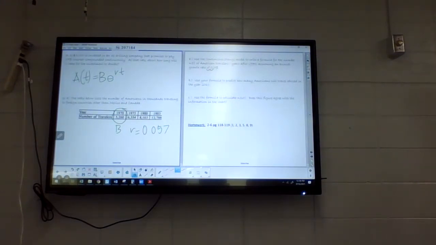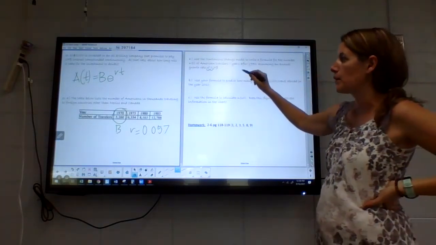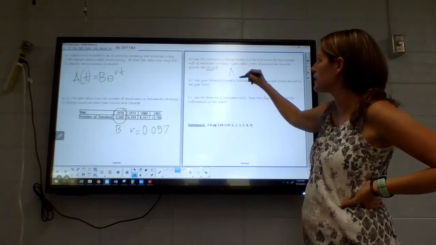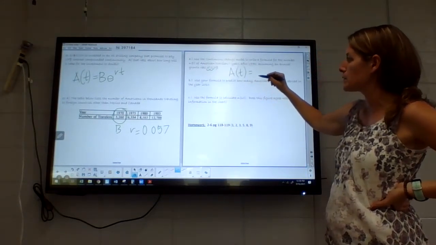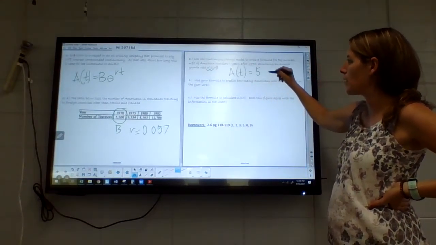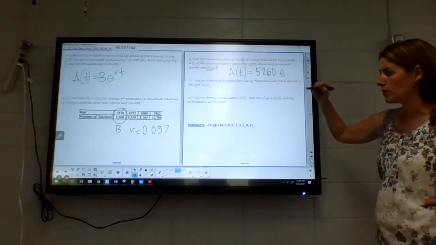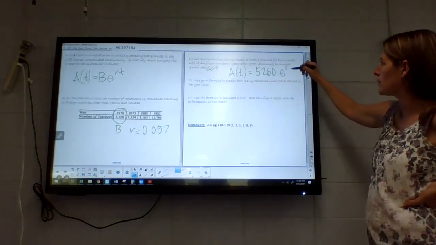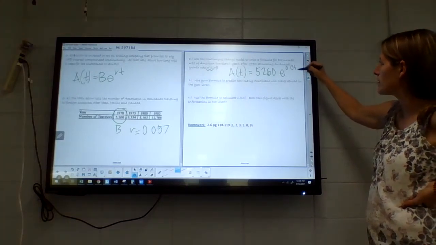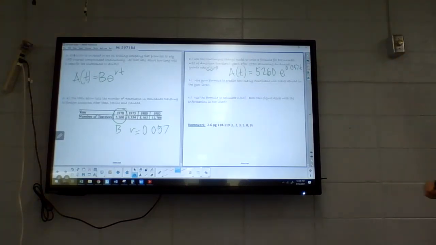And then right now, they just want us to put that into an equation. We don't actually know t yet, or we don't care about t. So A of t equals B, which is 5,260, times e, and we'll show what that is in our calculator, to the 0.057, and we'll put a t here.